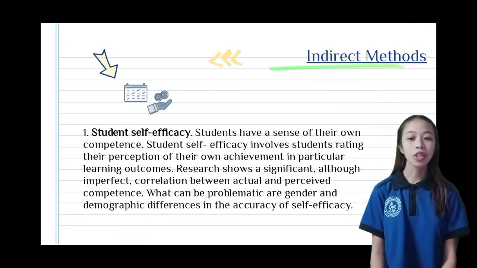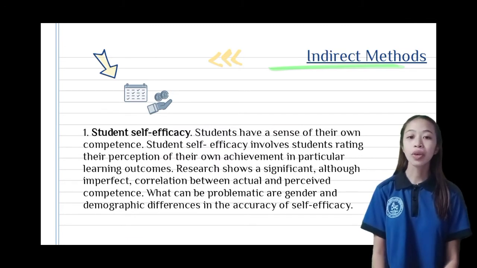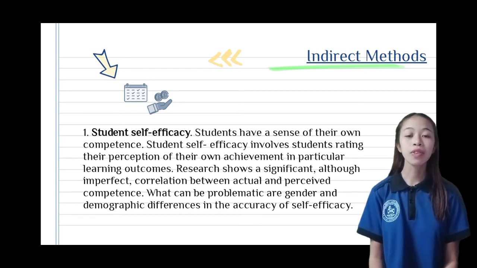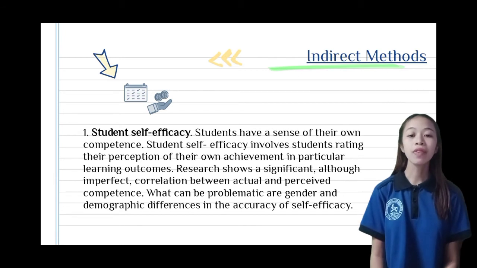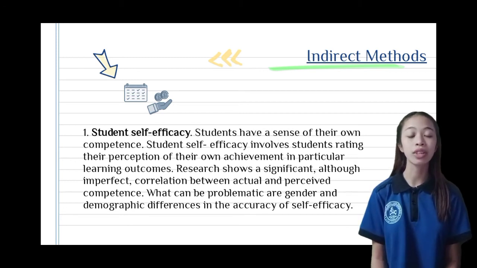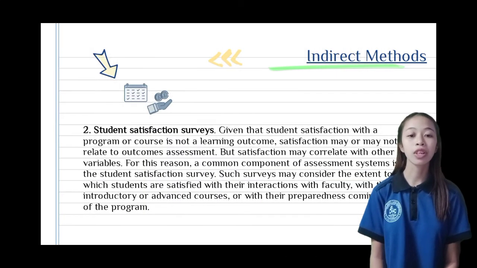Indirect methods. Number one, student self-efficacy. Students have a sense of their own competence. Student self-efficacy involves students rating their perception of their own achievement in particular learning outcomes. Research shows a significant, although imperfect, correlation between actual and perceived competence. What can be problematic are gender and demographic differences in the accuracy of self-efficacy.